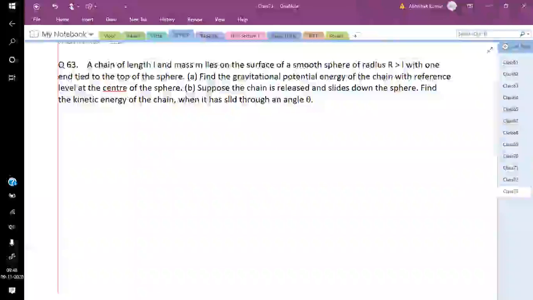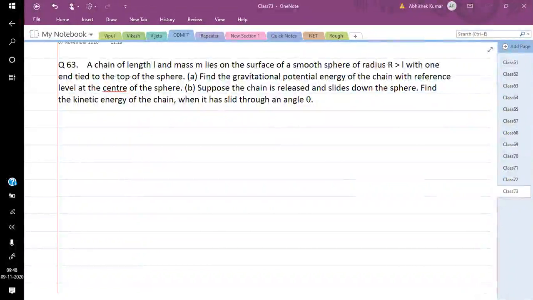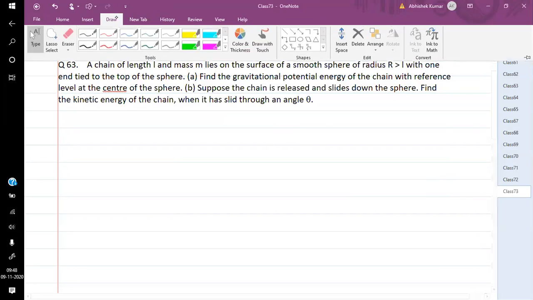A chain of length L, mass m lies on a smooth surface of a sphere of radius r greater than L, with one end tied to the top of the sphere. Find the gravitational potential energy of the chain with reference level at the center of the sphere. Okay, so first let us draw the diagram, what it is asking.